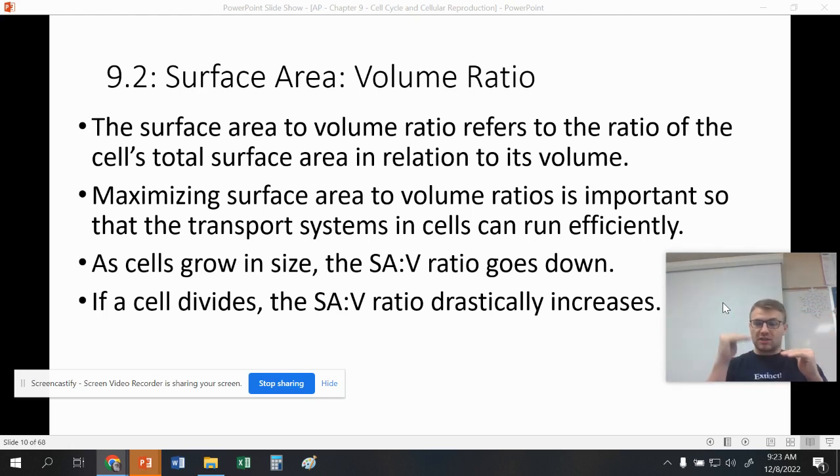So as we're increasing, and this is volume and this is surface area, the volume is going to increase much quicker than the surface area. So what happens is as a cell grows in size, the surface area to volume ratio will go down. If a cell divides, it will drastically increase the surface area to volume ratio. So again, we're comparing those two numbers. As a cell gets bigger, the surface area won't be able to keep up with the volume.